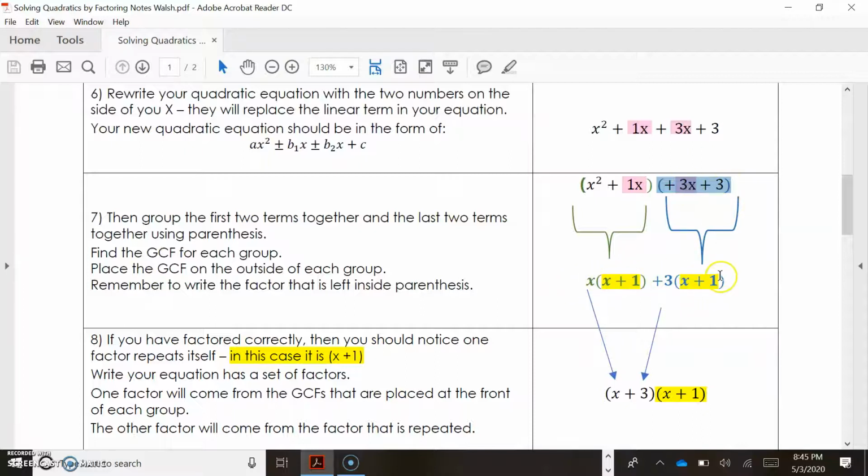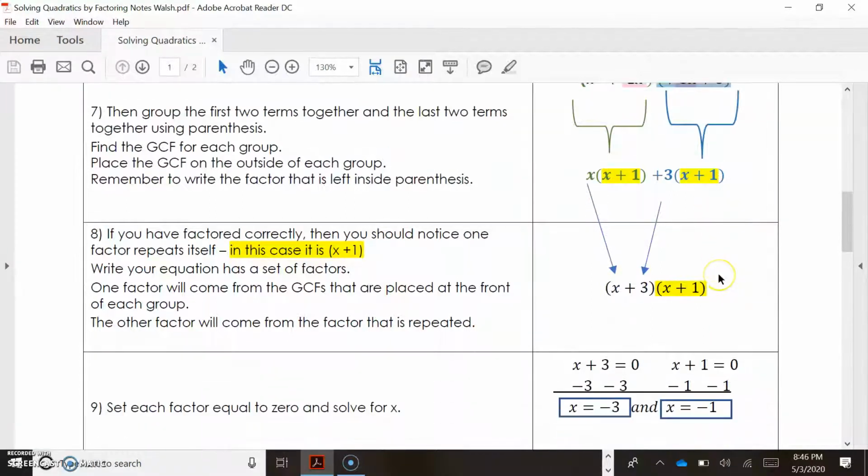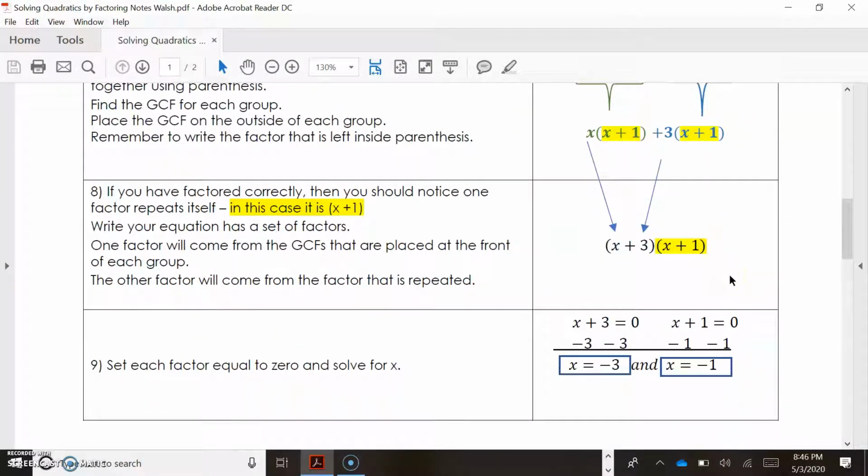So what do we do with this piece of information now? When we write factors, it's two binomials multiplied together. So we need to find those two binomials. One of them is made up of the GCFs, so x plus 3. The other one, if you'll notice, your factors repeated. That's a reminder that we did factoring by grouping correctly. So we have these that repeat, and that makes up this other factor here.